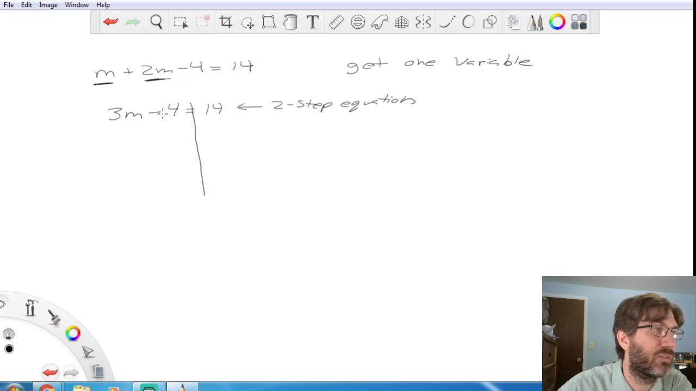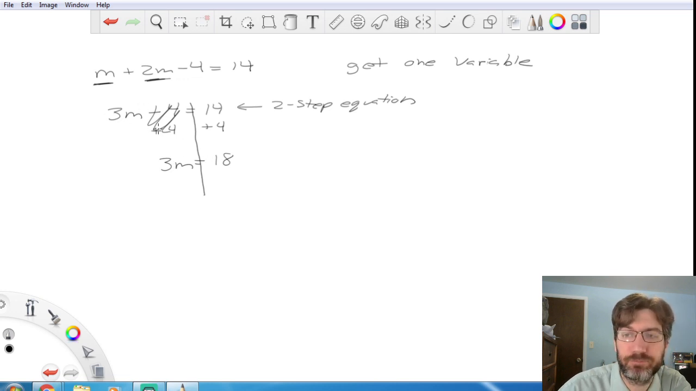So here I have, again, order of operations in reverse. I'm going to do negative 4 first, get rid of that negative 4. So I'm going to add 4 to this side, and I'm going to add 4 to this side. This is going to cancel, leaves me with 3m over here, and 14 plus 4 gives me an 18. Then I want to continue with my order of operations in reverse. Divide this by 3 and divide this by 3 as well.